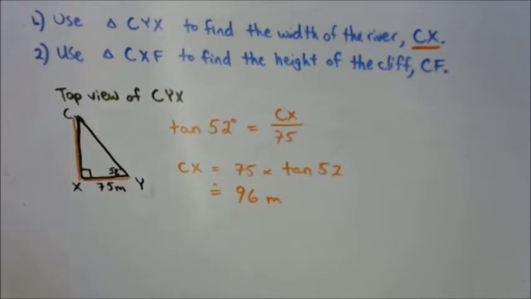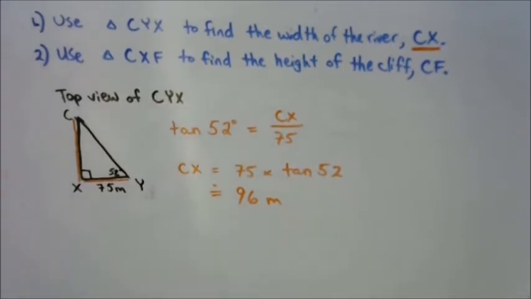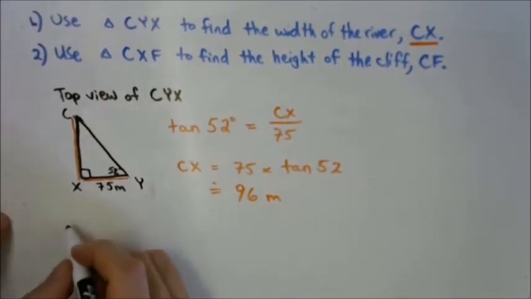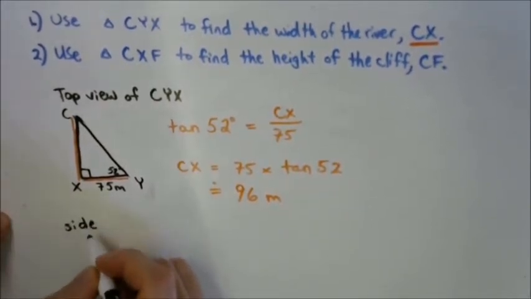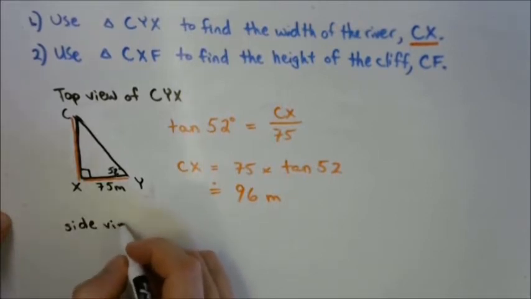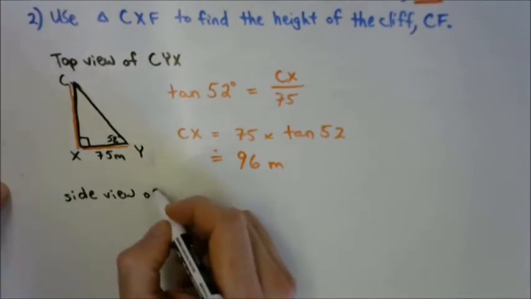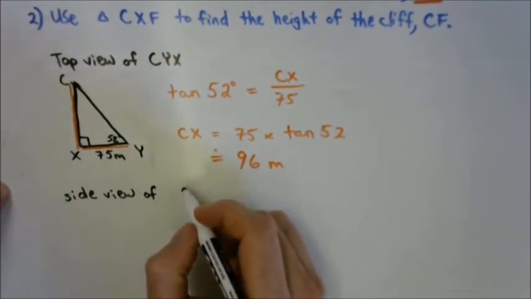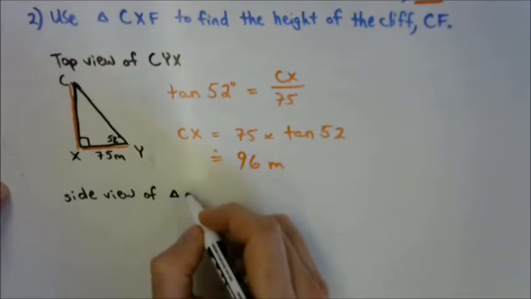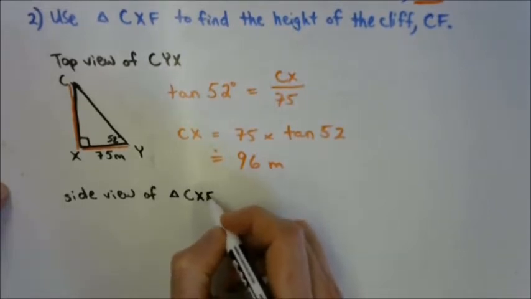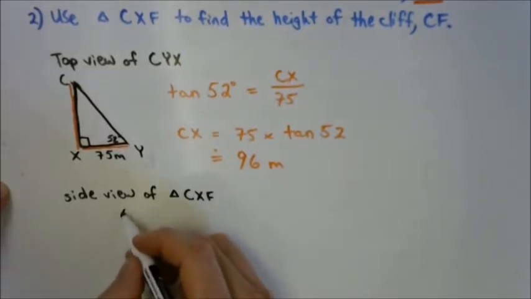In your picture on your worksheet, you can add that to the diagram. CX is 96 meters long. Since it's shared by both triangles, we can use it to find the height of the cliff. So I'm going to give the side view of our vertical triangle, the side view of triangle CXF, and it will look something like this.